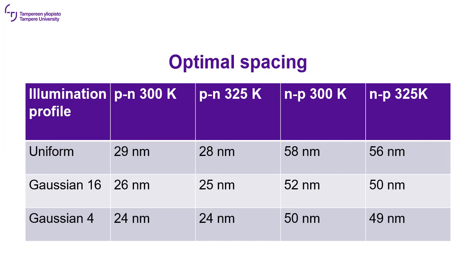This comes from the effect that as the illumination profile is uneven, this yields an uneven voltage distribution across the cell, which then yields a smaller VOC, and this effect is enhanced as spacing increases, so the optimal spacing is now a bit smaller with the uneven distributions. We also see that the finger spacing decreases slightly as the temperature increases.